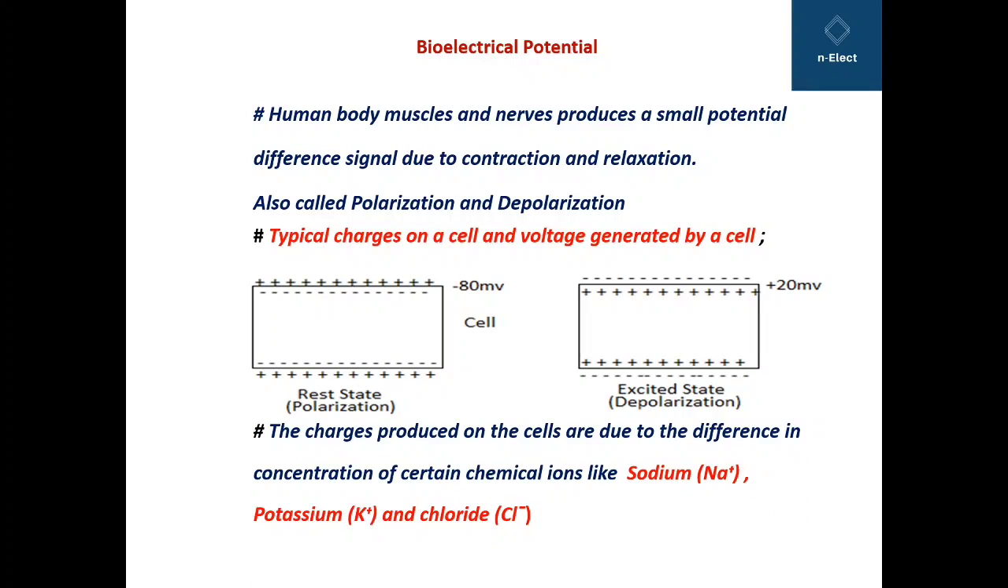The charges produced on the cell are due to the difference in concentration of certain chemical ions like sodium, that is Na+, potassium, K+, and chloride, that is Cl-. As you know, there are different chemicals in the body and the ion concentration goes on changing every now and then, and due to these changes you are getting the charges produced on the cell.